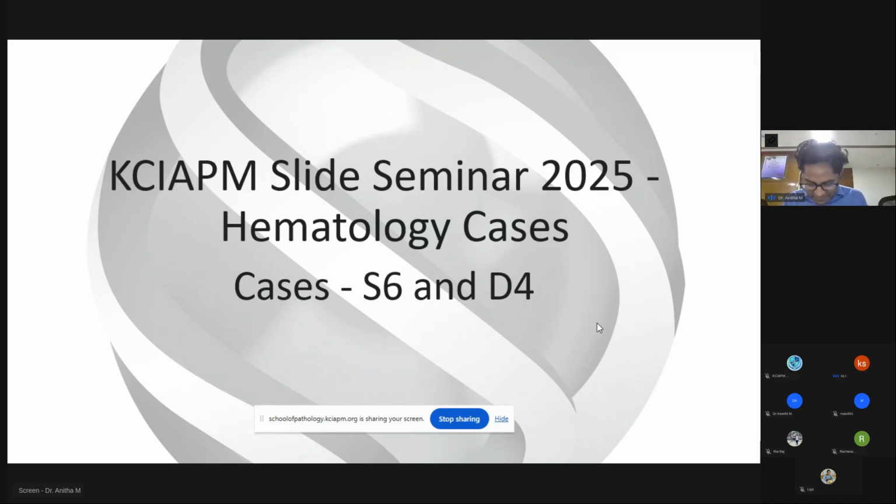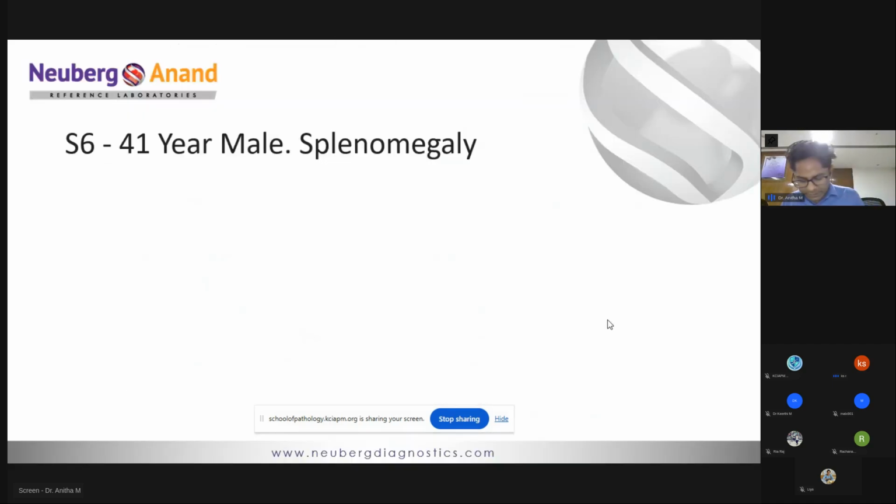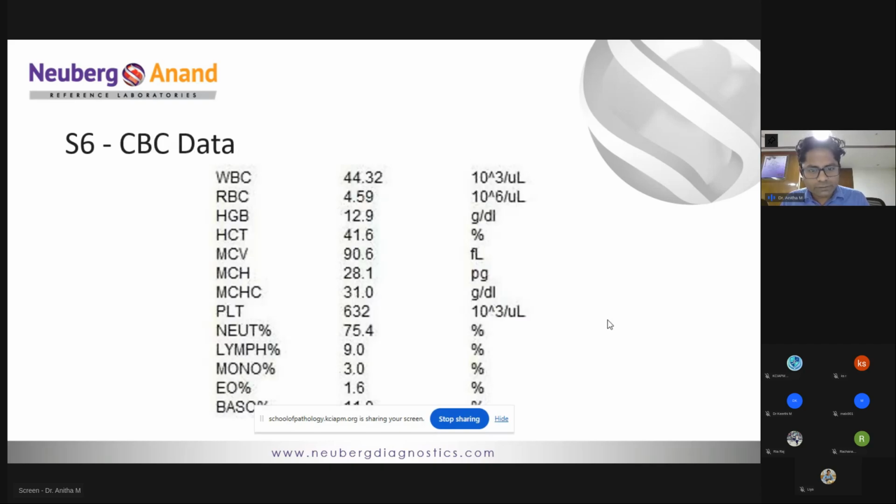But now coming to the case, the first thing is about CMML being the diagnosis. Before getting on to the WHO criteria, the first thing is the median age of CMML. It's definitely a disease of the elderly. We would not expect that to come in a 41-year-old, which is extremely rare. So we would still give CML to be the possibility, but let's go step by step. So this was a history given: 41-year-old with splenomegaly, and this was the CBC data.